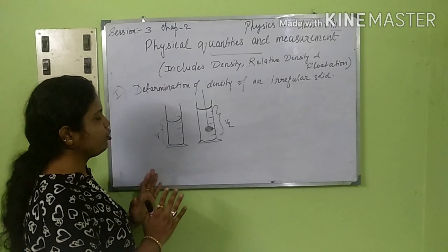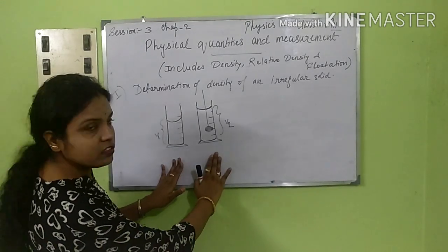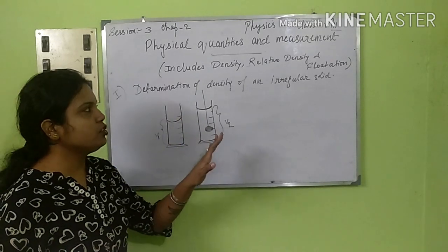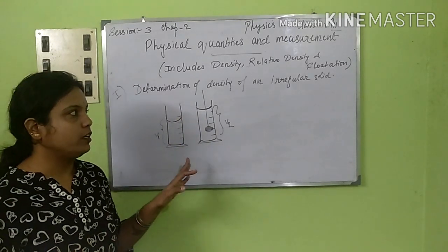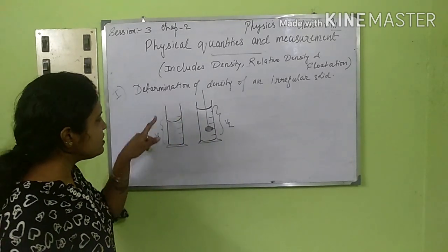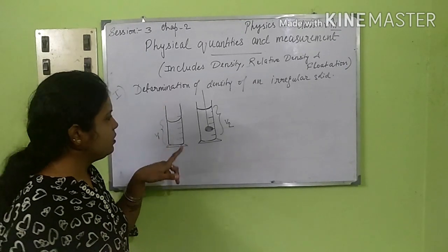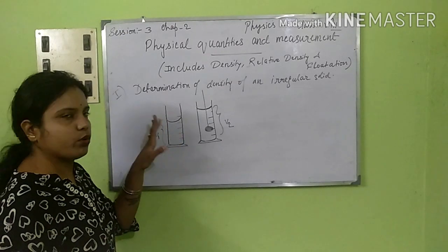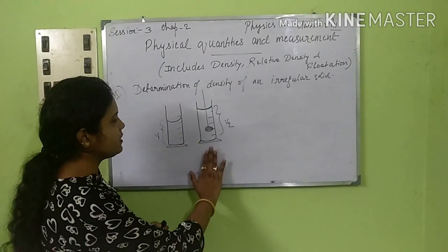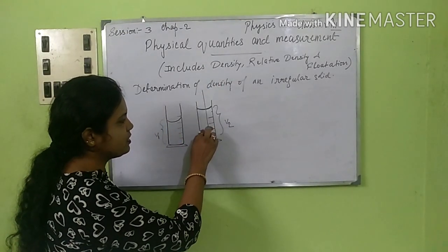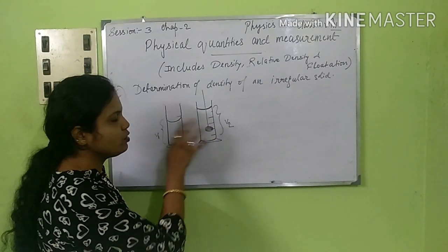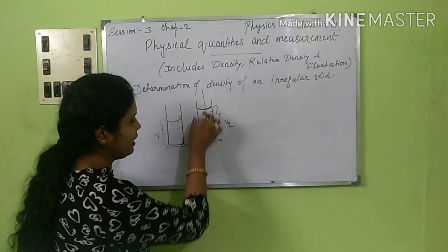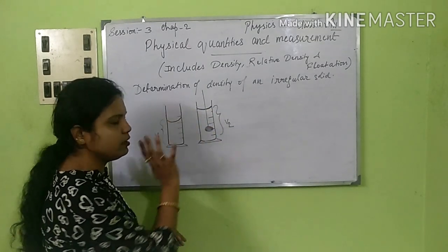Now I have drawn out this particular figure. I'm going to come to it. This is the determination of density of an irregular solid. Now you can see here a beaker. It is filled with a liquid or water, you can take it. And in the second beaker, I have immersed one solid. Suppose the mass of the solid is M, and it is immersed in this particular liquid.